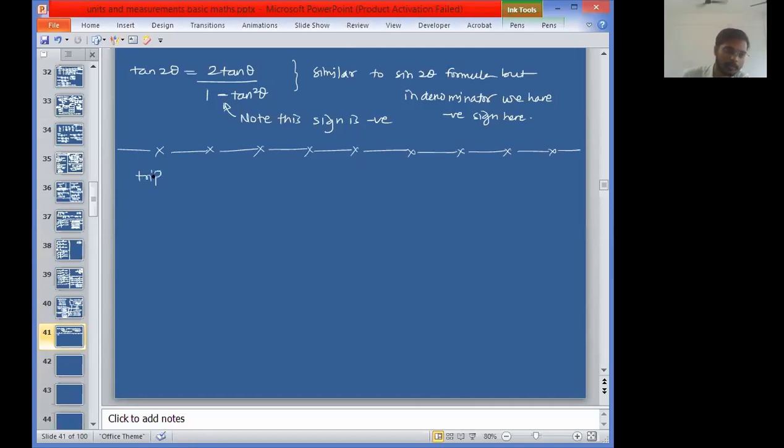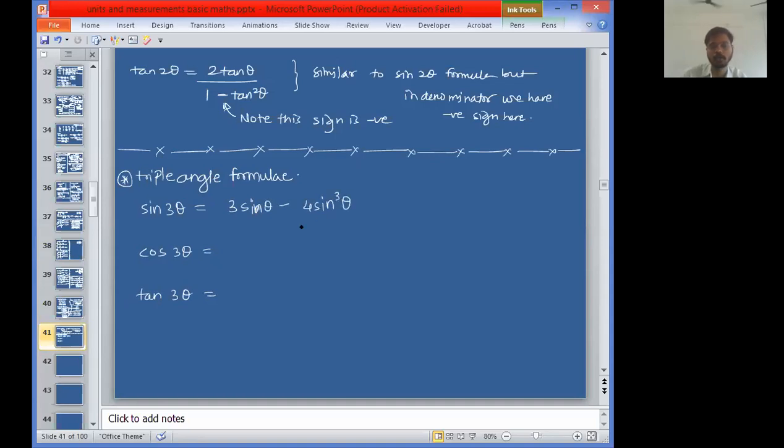Write down: triple angle formulae. Triple angle formulae. Okay. First is sine 3 theta. Then the second formula we will write for cos 3 theta. And the third formula we will write for tan 3 theta. Sine 3 theta is 3 sine theta minus 4 sine cube theta.